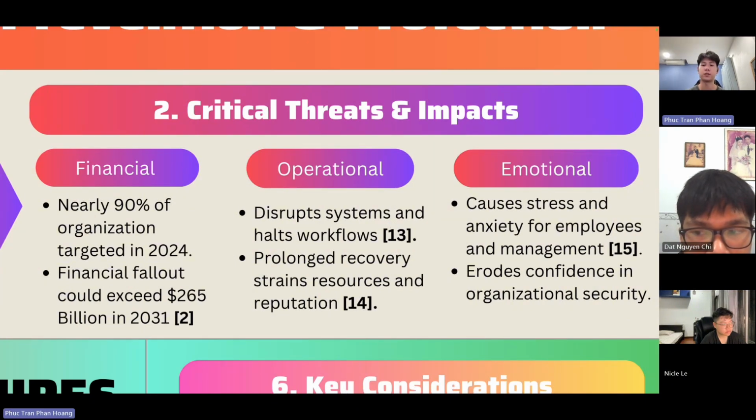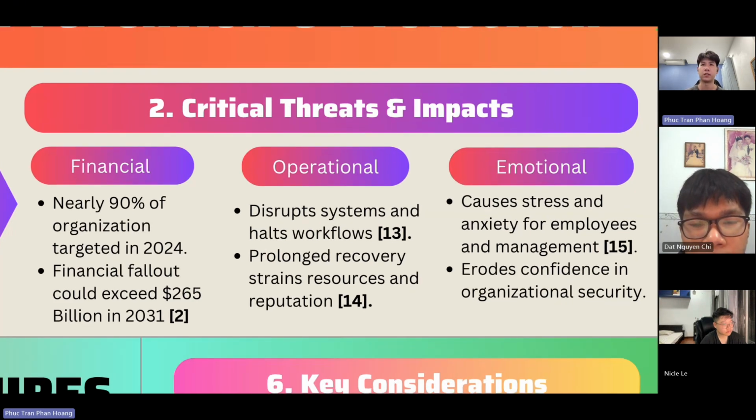For operational impact, ransomware also has severe operational consequences. Attacks often disrupt critical systems, halting workflows and forcing companies to temporarily shut down. Prolonged recovery periods strain resources, and the downtime can severely damage a company's reputation, both internally and externally. Businesses may also lose customer trust, resulting in long-term operational difficulties.